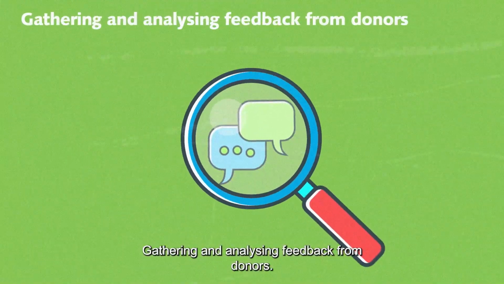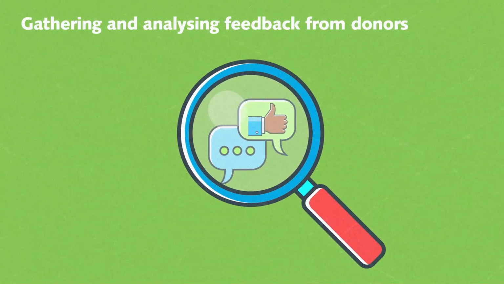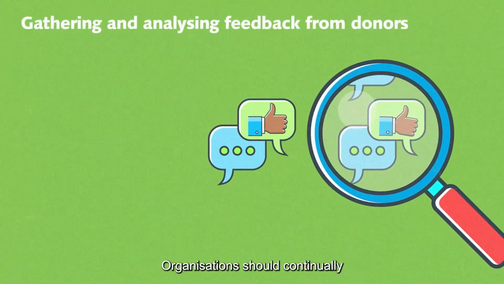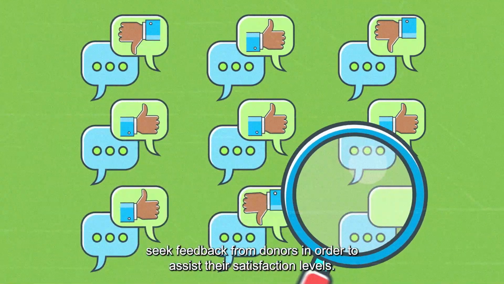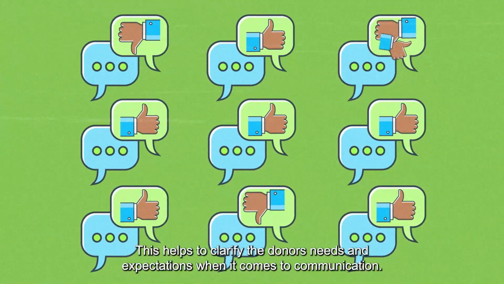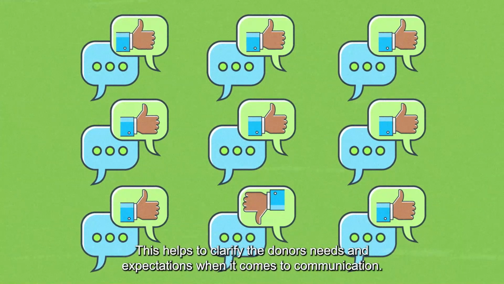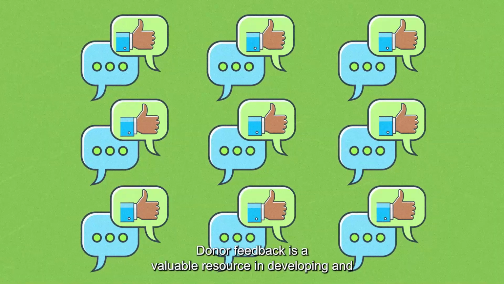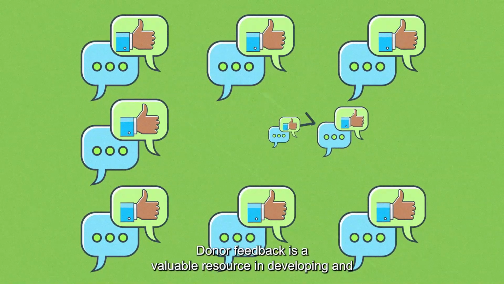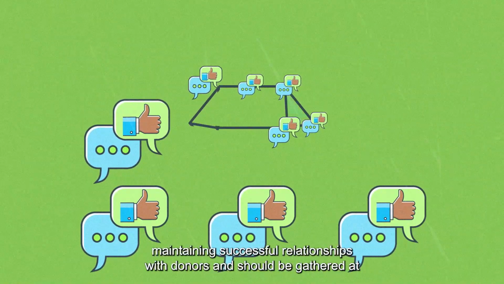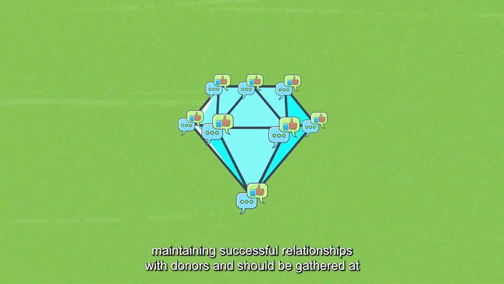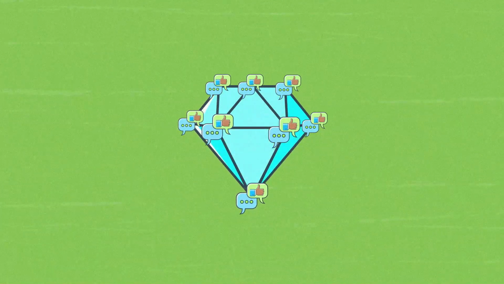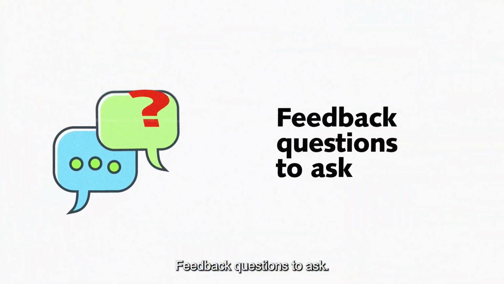Gathering and analyzing feedback from donors. Organizations should continually seek feedback from donors in order to assess their satisfaction levels. This helps to clarify the donor's needs and expectations when it comes to communication. Donor feedback is a valuable resource in developing and maintaining successful relationships with donors and should be gathered at least once a year. Feedback questions to ask.